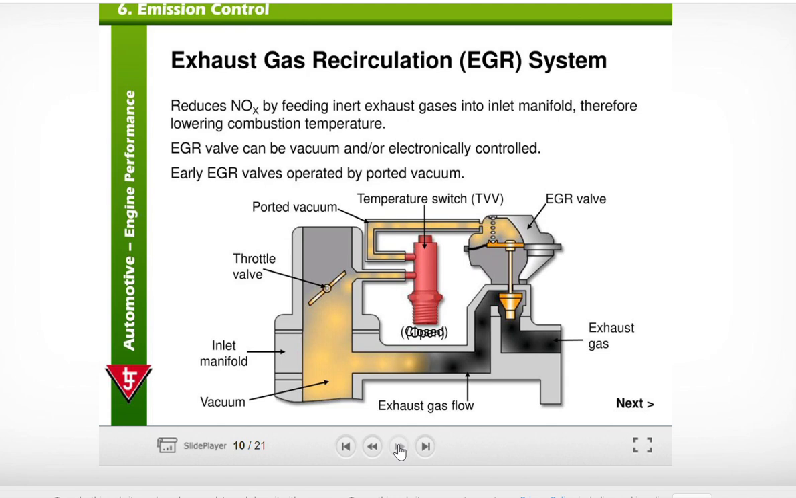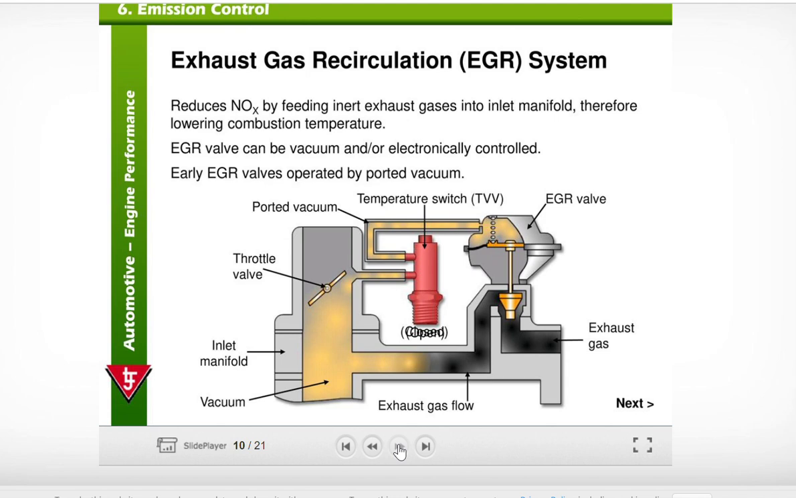Then we have the EGR, which is the exhaust gas recirculation. The main aim of the EGR is to reduce the nitrous oxides. We talked about how nitrous oxides are formed when combustion temperatures go high. So we try to reduce the combustion temperatures by polluting the air that is coming in. And how do we pollute it? We introduce inert exhaust gases into the inlet manifold, and therefore we lower the combustion temperatures.